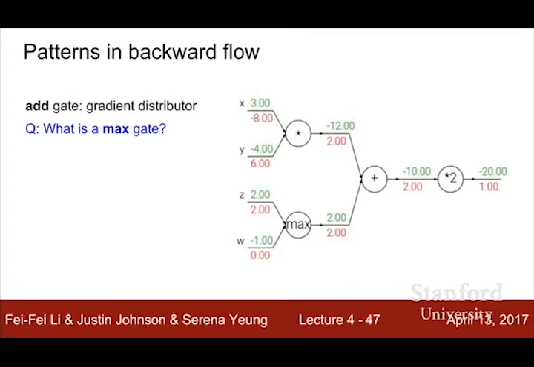So here's a couple more that we can think about. So what does a max gate look like? We have a max gate here at the bottom, where the inputs coming in are z and w. Z has a value of 2, w has a value of -1, and then we took the max of this, which is 2, and so we passed this down into the remainder of our computational graph. So now if we're taking the gradients with respect to this, the upstream gradient is, let's say, 2 coming back. And what does this local gradient look like?